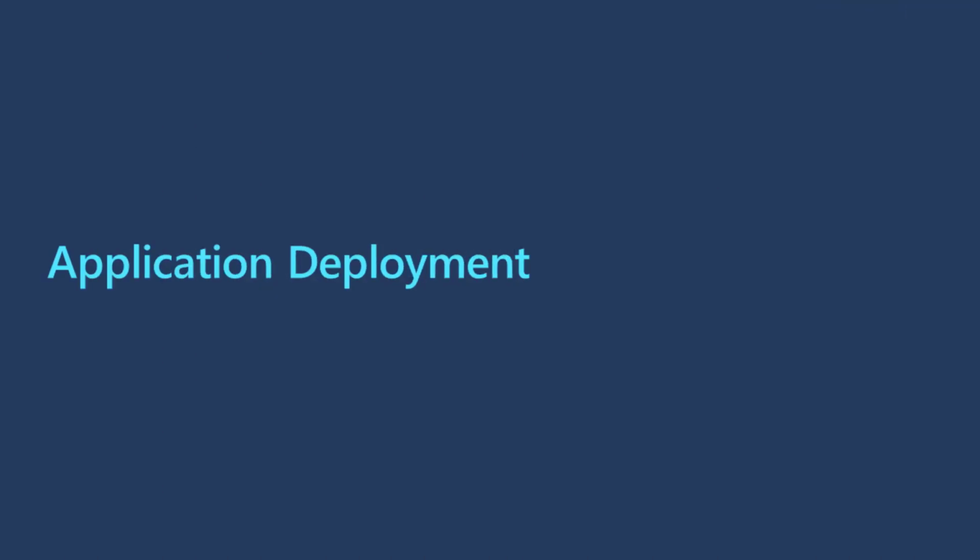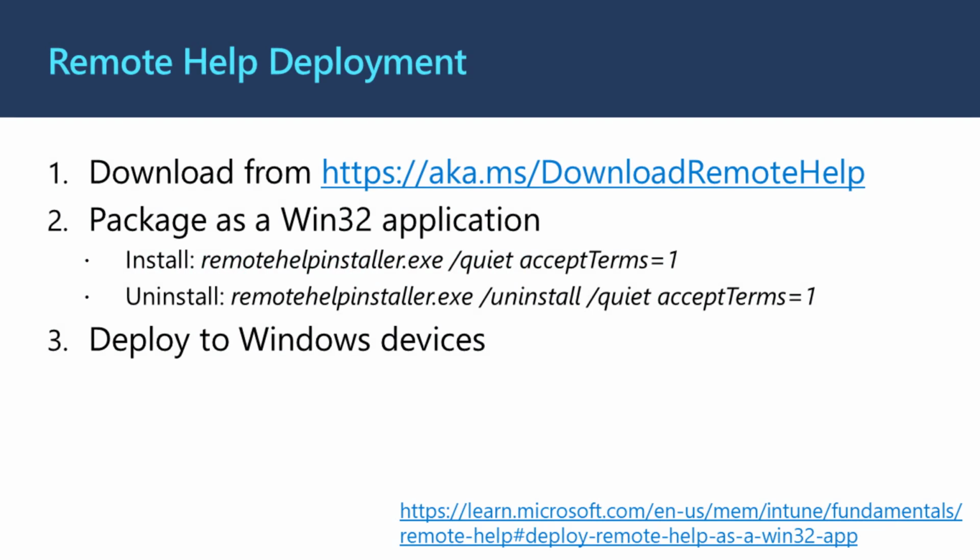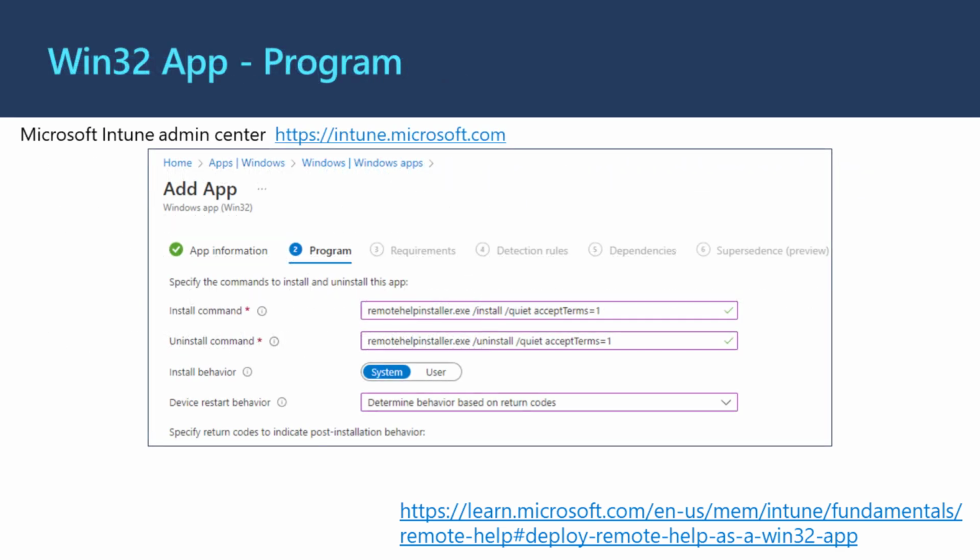Once you have enabled Remote Help in Intune, the next step is to deploy the Remote Help application to your Windows devices. First, download the Remote Help application from aka.ms download Remote Help, then package it as a Win32 application in Intune and deploy it to Windows devices. In the Install and Uninstall commands under the Program tab, make sure to include the Quiet and Accept Terms switches for silent installation. As Remote Help application should be targeted to devices only, make sure to select the System Install Behavior.